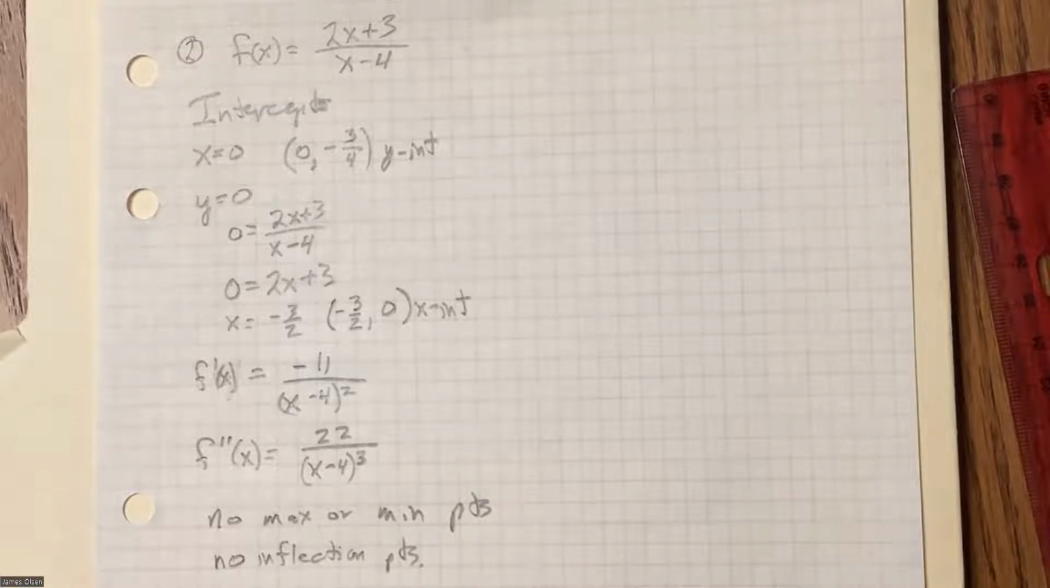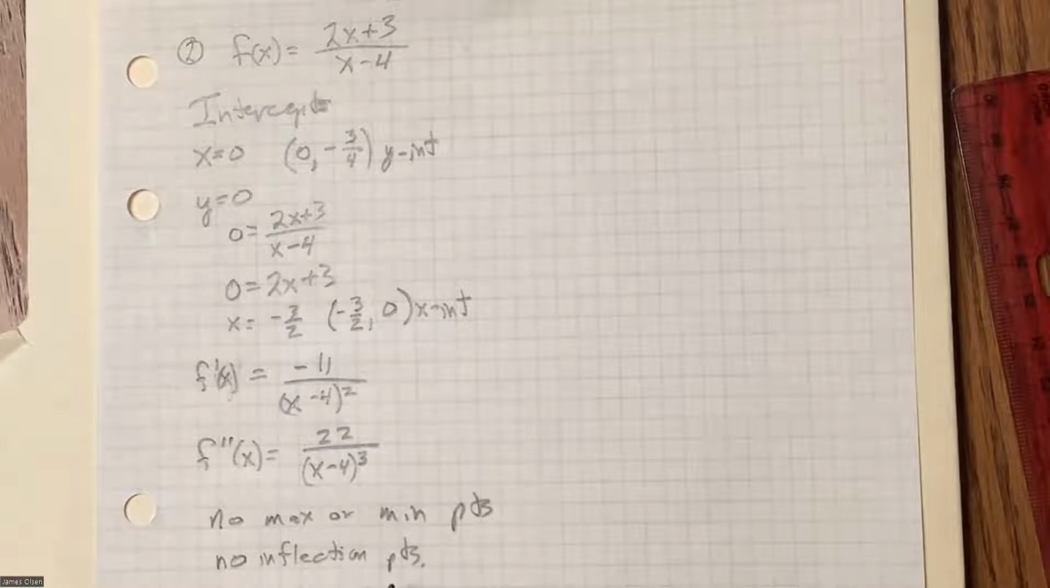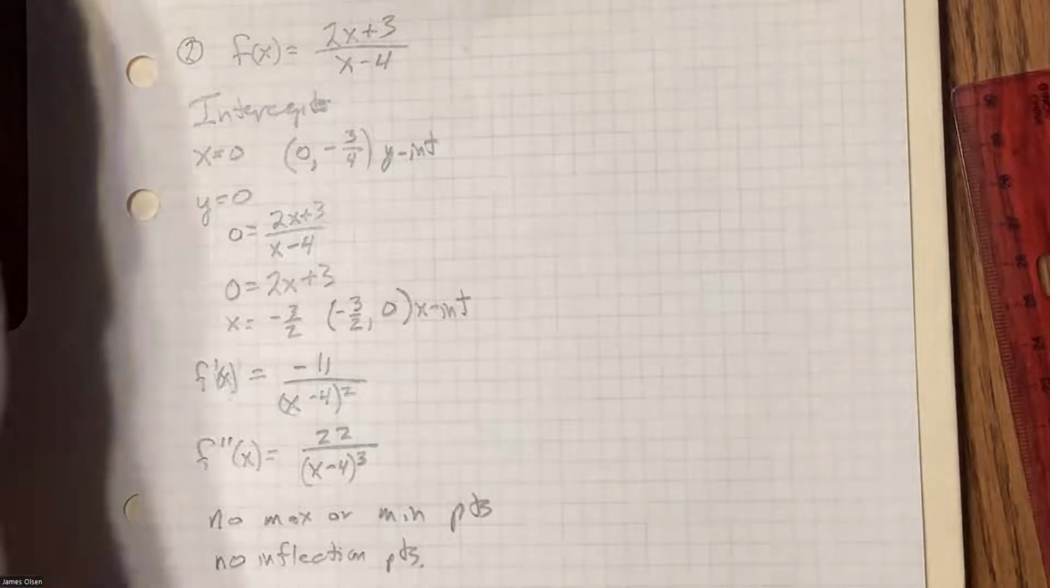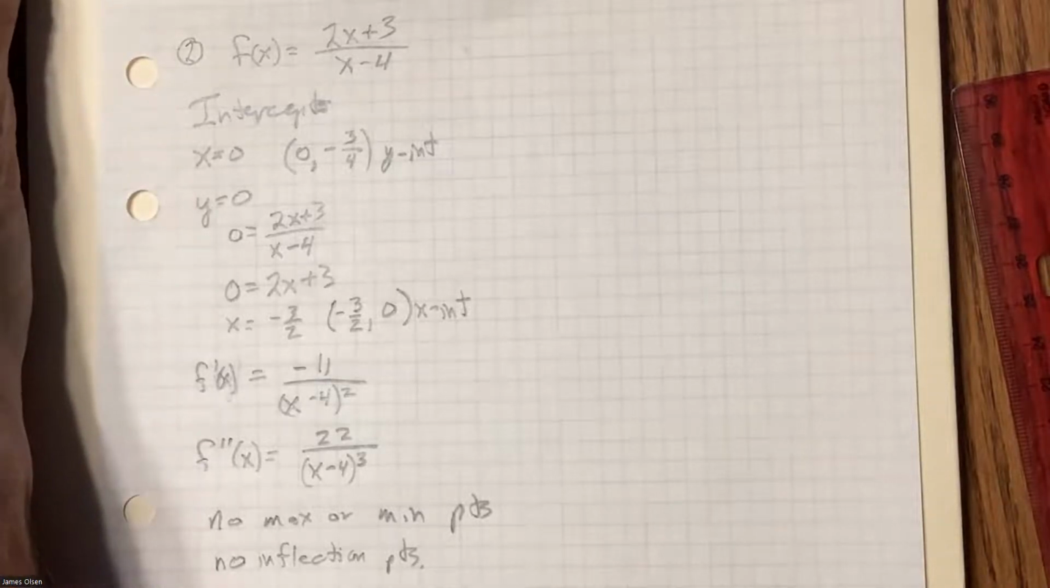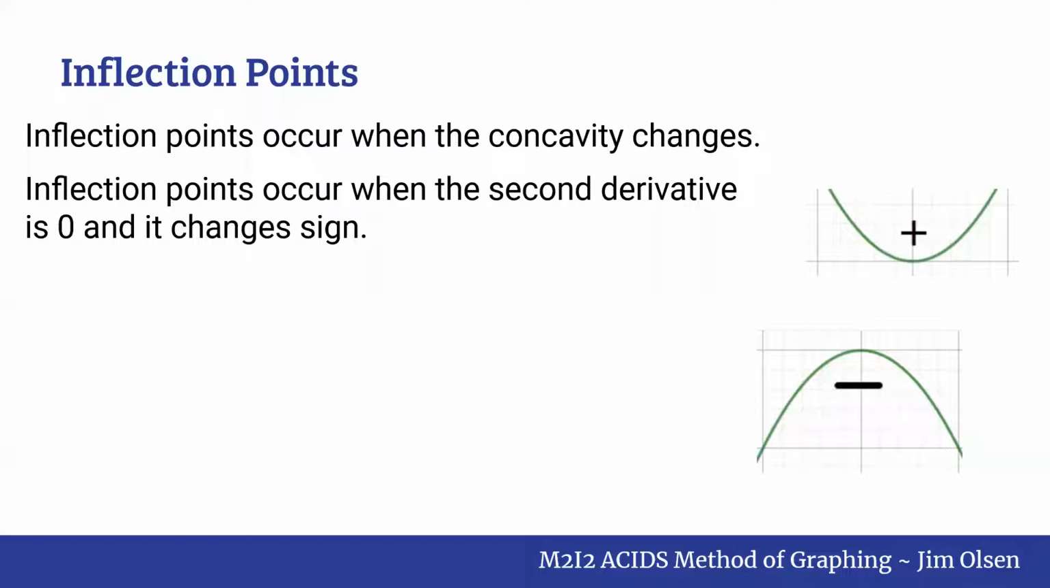So let's take inventory. Max min points, we've done that. Intercepts, we've done that. Inflection points, we've done that. Now, asymptotes. Let me switch back to the slides to talk about inflection points. Inflection points occur when the concavity changes from concave up to concave down or vice versa. Inflection points occur when the second derivative is 0 and it changes sign.